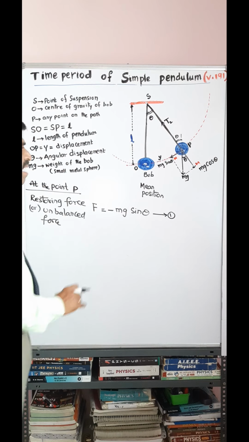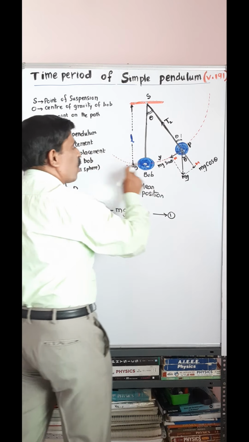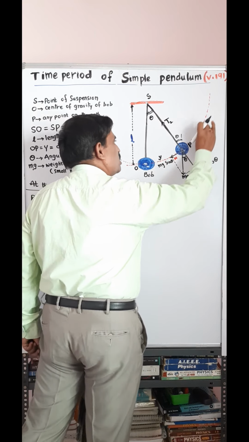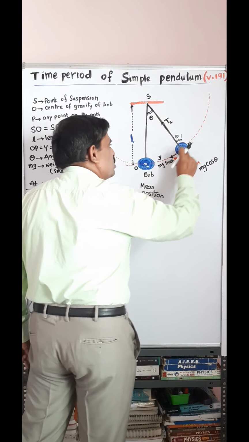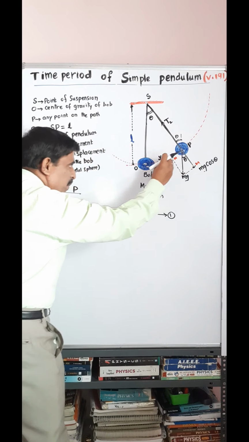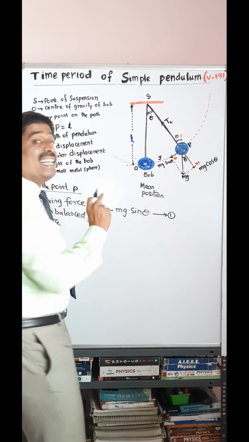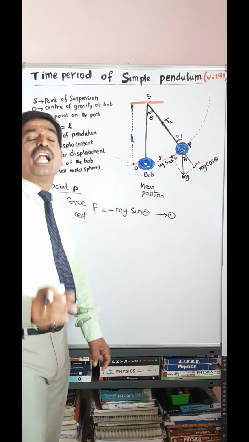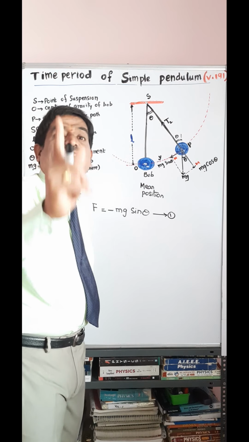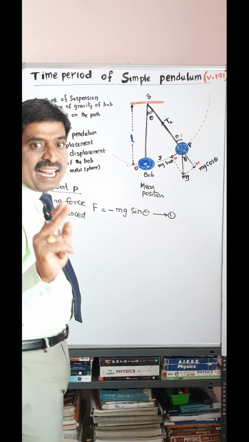Now, as the simple pendulum oscillates to and fro, as it moves towards the extreme position, velocity gradually decreases. As it comes towards the mean position, velocity gradually increases. There is a change in velocity. Due to the change in velocity, the simple pendulum is having acceleration.